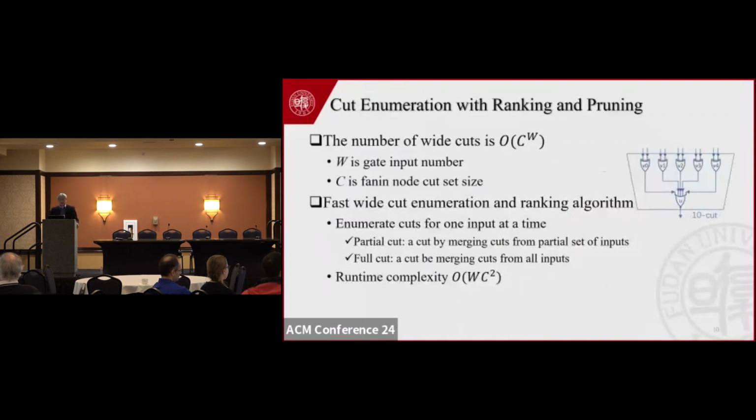One problem with this approach is that the number of K cuts for a wide gate can go to C to the power of W for a gate with W inputs. This can be a very huge number. So we propose a heuristic to do fast cut enumeration for this wide gate. The complexity is reduced to W C squared.